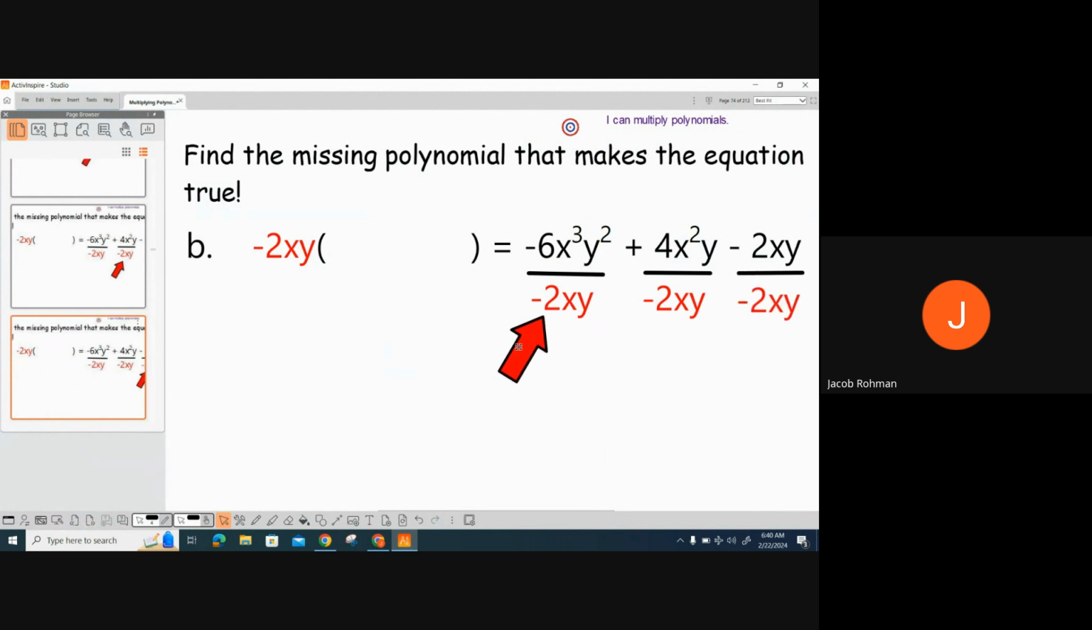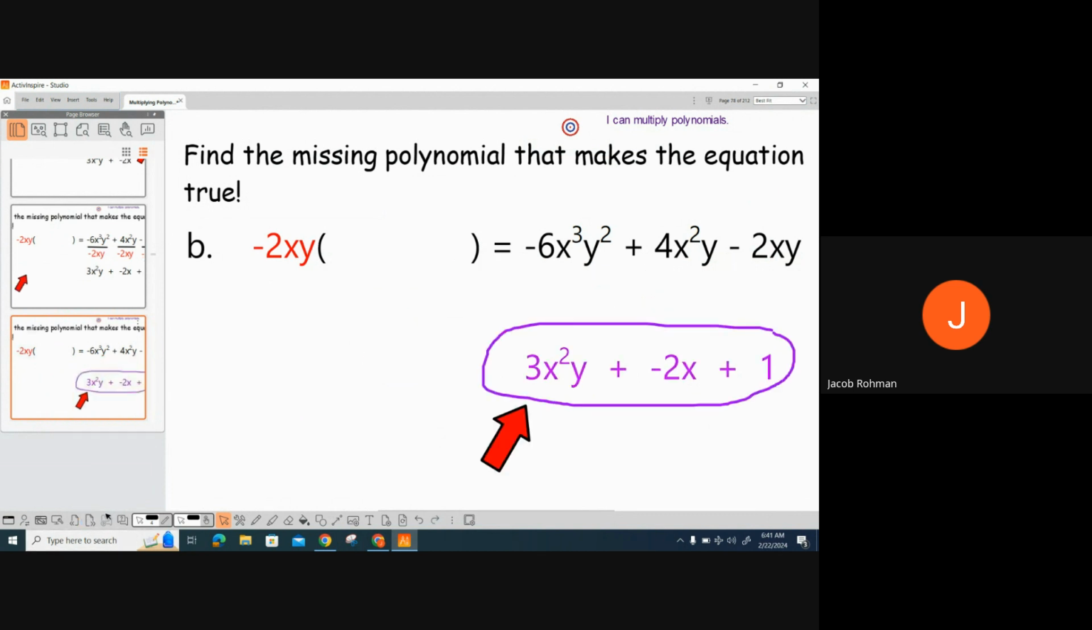And when I divide this first term, I get a positive x squared y. When I divide the second term, I get a negative 2x. And then when I divide this third term, I get a positive 1 because negative 2xy divided by negative 2xy, so anything divided by itself is just 1. And so this expression here is what would have gone inside the parentheses here, so that when you multiply by this, you would get what's in black. So we would circle that as our expression.